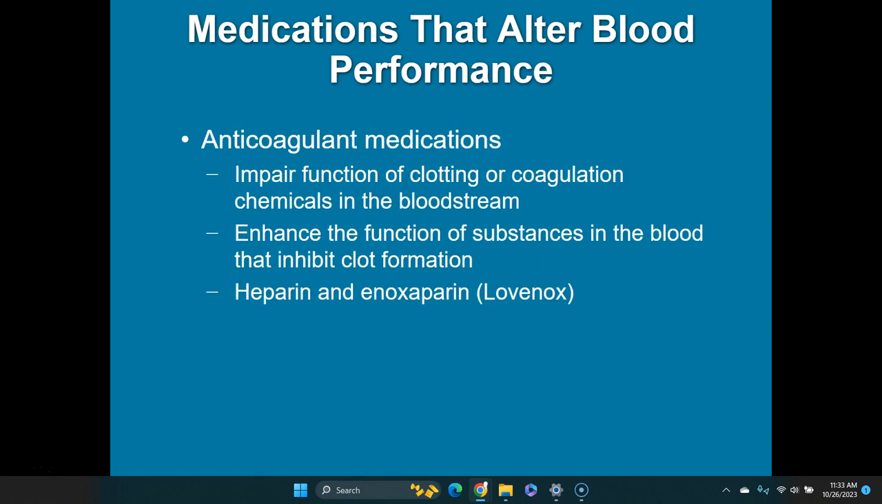Anticoagulant medications impair the function of clotting or coagulation chemicals in the bloodstream. They enhance the function of substances in the blood that inhibit clot formation, like heparin or Lovenox.